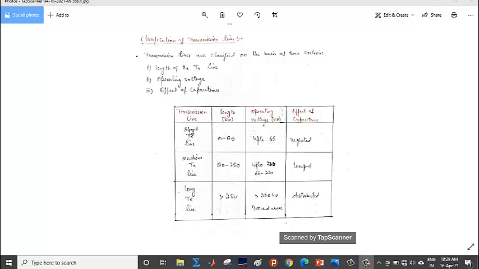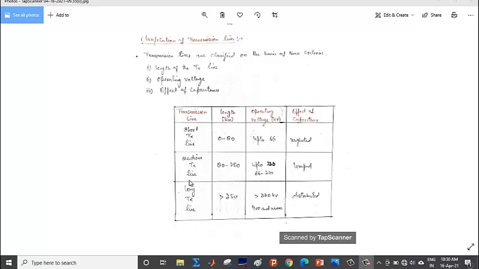The first is the short transmission line, whose length is from 0 to 80 km. We consider it a short transmission line, and its operating voltage is up to 66 kV. It can be 11 kV, 33 kV, 66 kV, or below that. And the effect of the shunt capacitance is neglected. When you analyze such transmission lines, we omit the capacitance because we know that the capacitance keeps increasing as the length increases. Here, since the length is very small, we can neglect the capacitance.